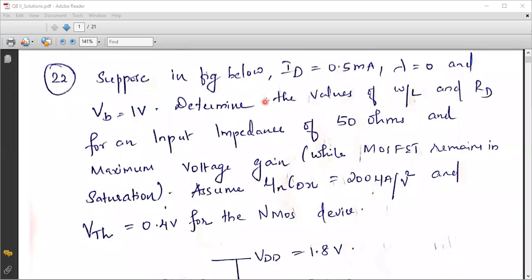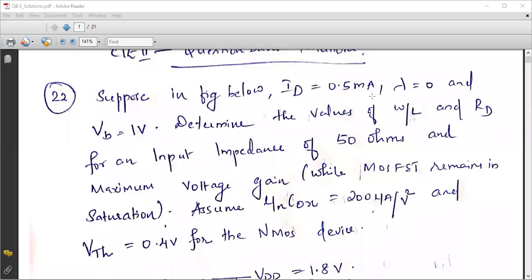Suppose in the figure below, ID is equal to 0.5 milliampere, lambda equal to 0, and VB equal to 1 volt. Determine the value of W by L, that is the aspect ratio, and the drain resistance RD for an input impedance of 50 ohms and maximum voltage gain while the MOSFET remains in saturation.